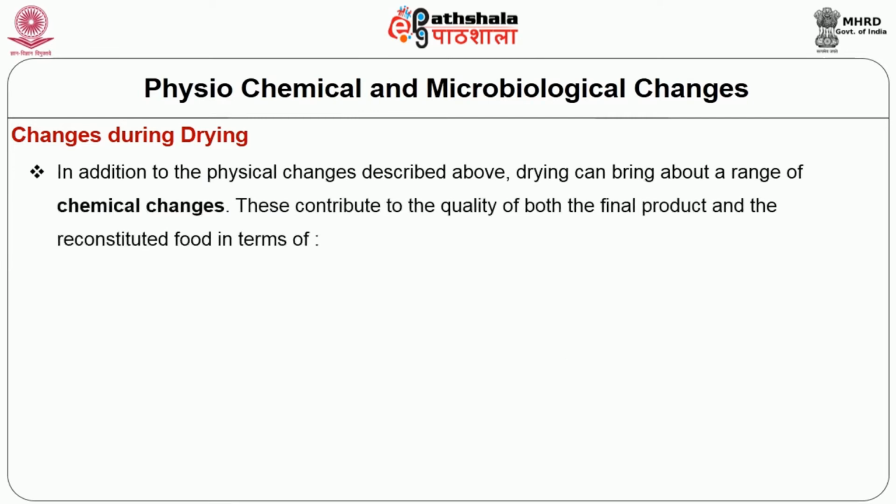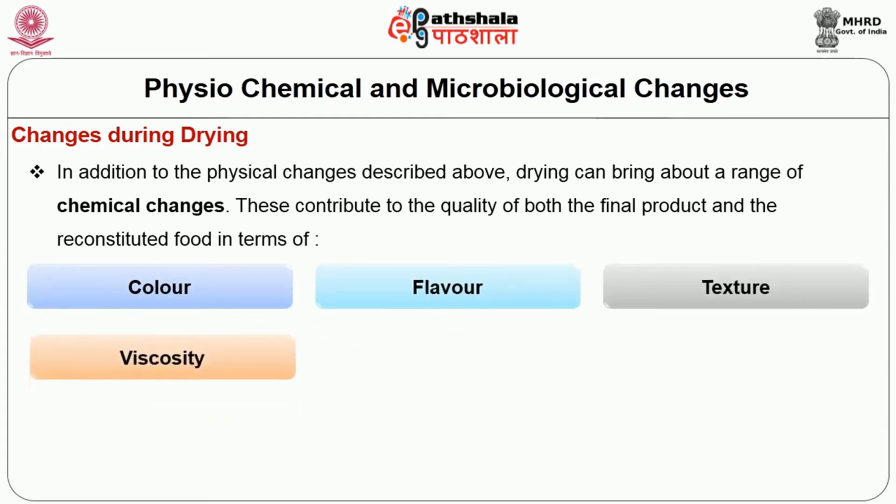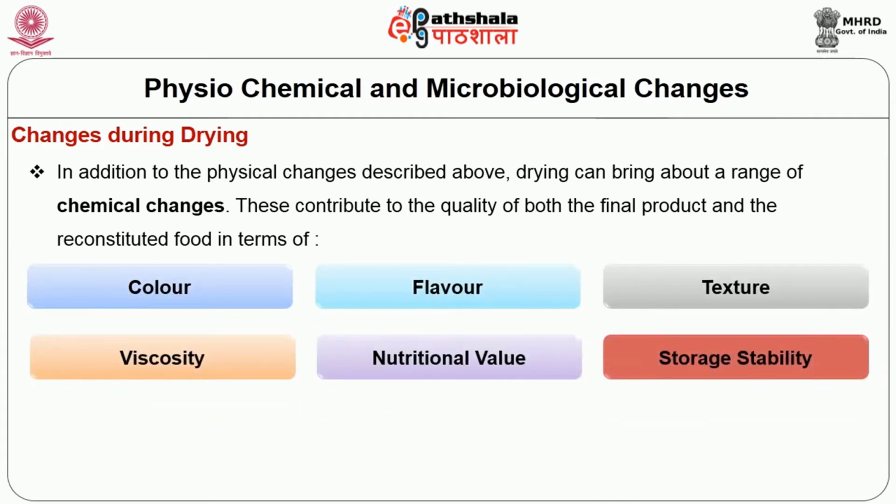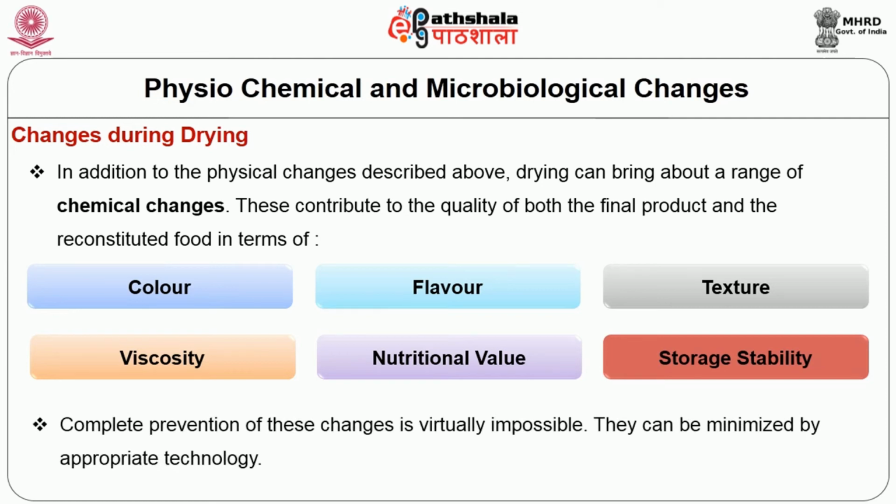In addition to the physical changes described above, drying can bring about a range of chemical changes. These contribute to the quality of both the final product and the reconstituted food in terms of color, flavor, texture, viscosity, nutritional value and storage stability. Complete prevention of these changes is virtually impossible. They can be minimized by appropriate technology.